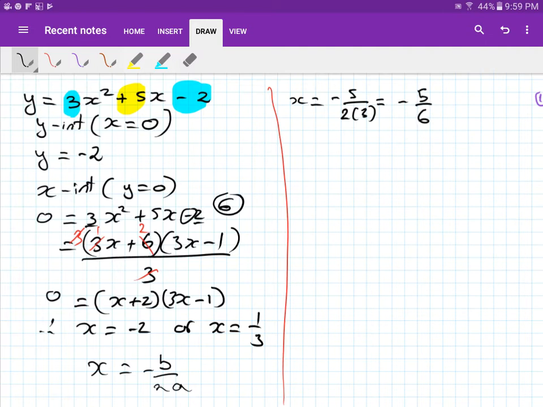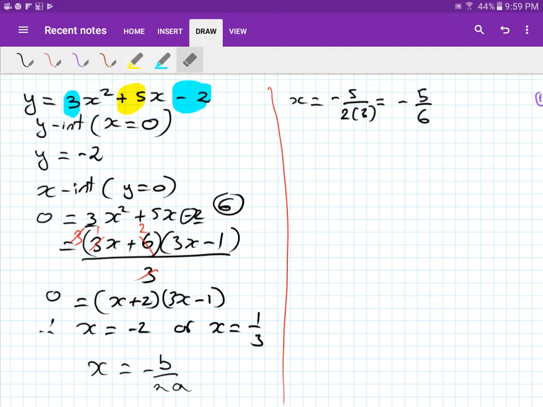Okay, now you've got x already. To find y, because vertex or turning point, you have the x and the y value. So you've got the x value already. To find y, you substitute into this original equation here to find the y value. Does it make sense? So every time you see x, you replace it with minus 5/6.